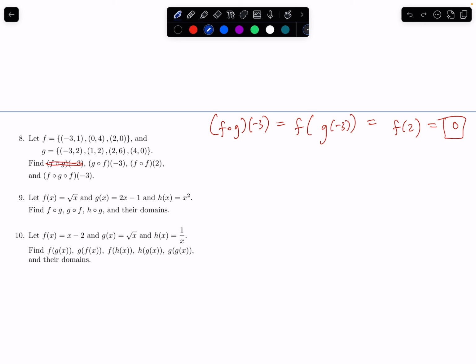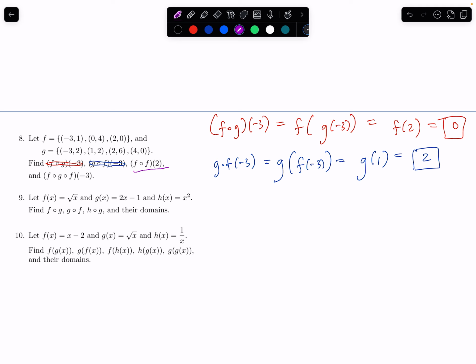Okay, now we'll do this guy in blue. So G of f of -3. So notice it's both doing it to -3, but we're doing it in a different order this time. This would be G of whatever f of -3 is. If I plug in -3 into f, I get a 1. So that's going to be G of 1. If I plug in 1 into G, I get a 2. So the result is 2 this time. Okay, that's G of f.